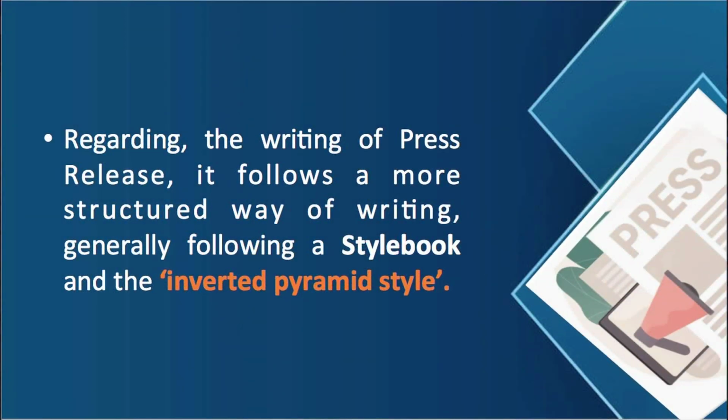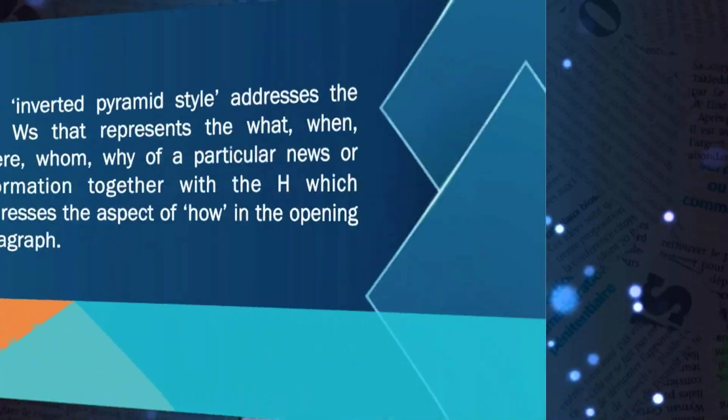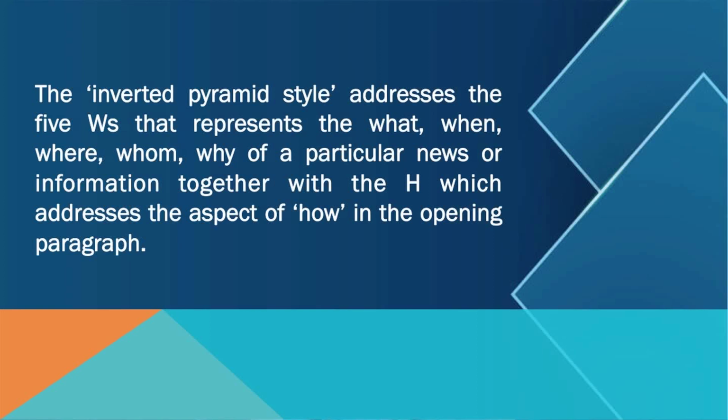Regarding the writing of press release, it follows a more structured way of writing, generally following a style book and the inverted pyramid style. We'll discuss more about that. In this style, the news and information is provided in the order of importance. The inverted pyramid style addresses the 5 W's that represent the what, when, where, whom, why of a particular news or information, together with the H, which addresses the aspect of how. So you have the 5 W's and H in an opening paragraph. This is known as the lead.